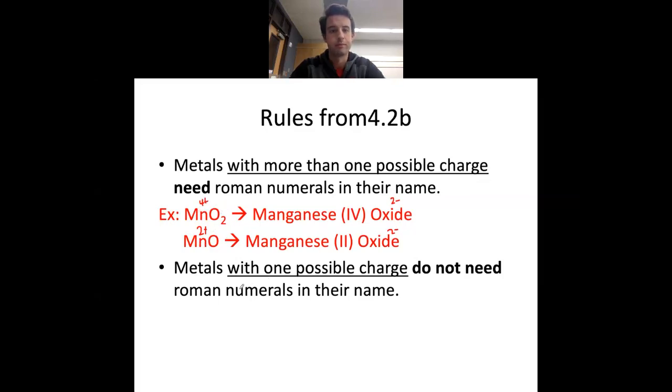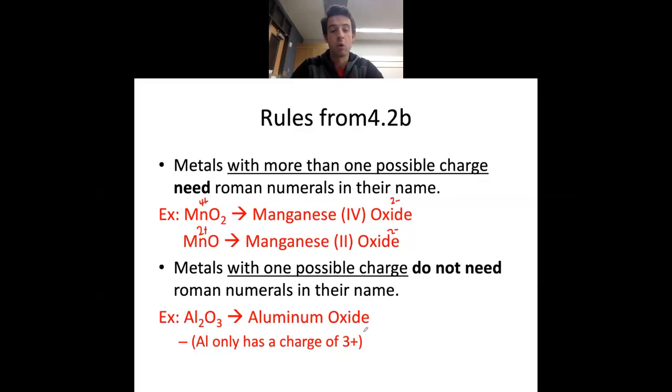they cancel out again. Okay, metals with one possible charge do not need Roman numerals in their name. So for example, Al2O3, we would just say that's aluminum oxide, because aluminum only has that 3 plus charge. Again, oxygen in this case is 2 minus, aluminum is 3 plus, so that's kind of where we see the Al2O3, so that they both here have charges of positive 6 and negative 6. Hopefully you know how to get charges. Hopefully you know how to, from a formula, derive a name, or from a name, derive a formula.